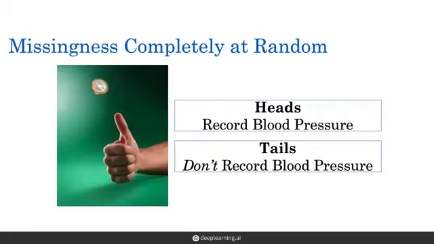We'll start by talking about missing completely at random. Imagine a physician were deciding whether to record blood pressure measurements, and the way they decided was every time a patient came in, they flipped a coin. If the coin came out to be heads, they would record the blood pressure, and if the coin came out to be tails, then they wouldn't record the blood pressure.